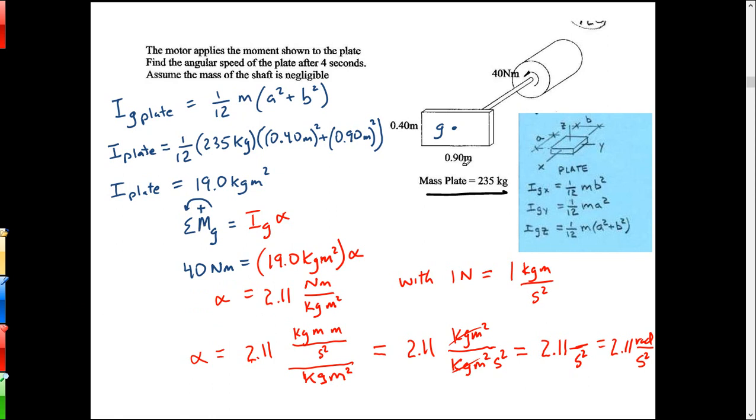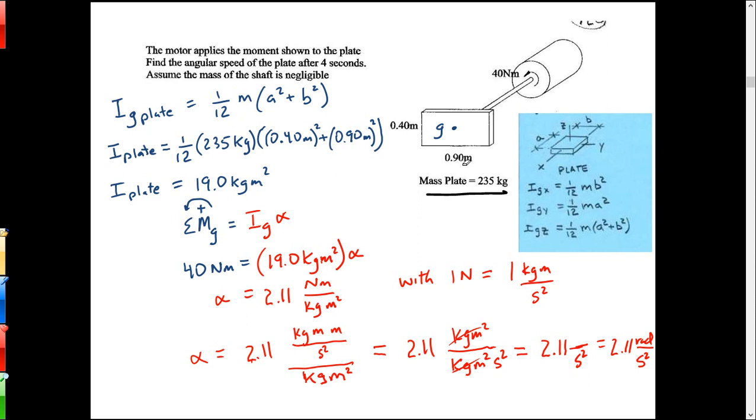So 1/12 times 235 times the sum of the two sides in meters, because I like to stay in standard units here. I don't want centimeters or anything, I want meters. So it'd be 0.4 meters squared plus 0.9 meters squared. And when you run those numbers, you come up with 19 kilogram meters squared. So that's the moment of inertia.